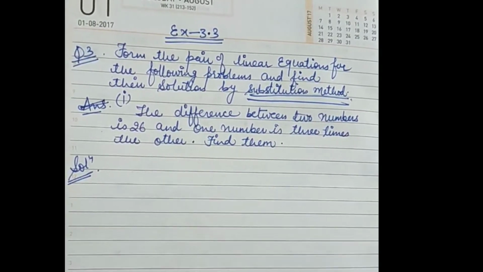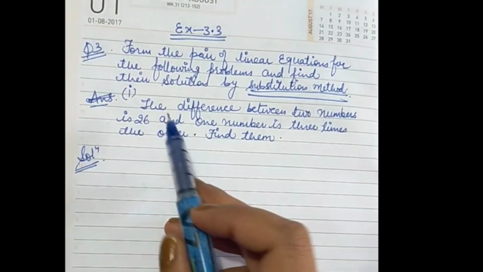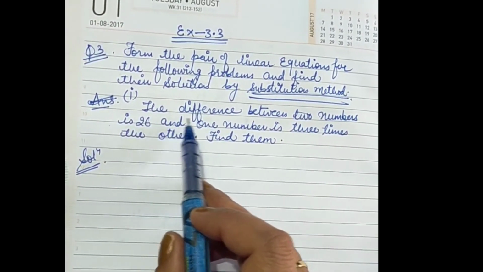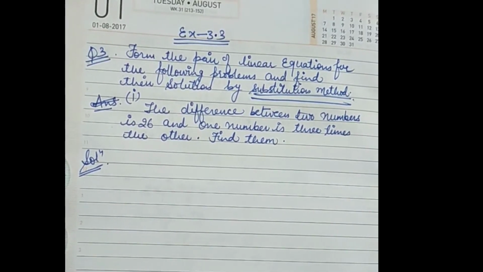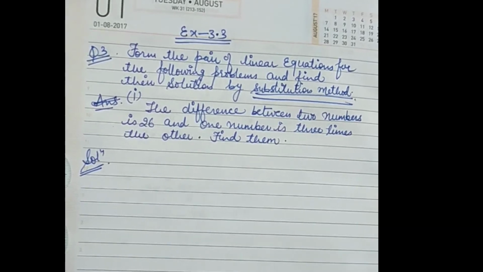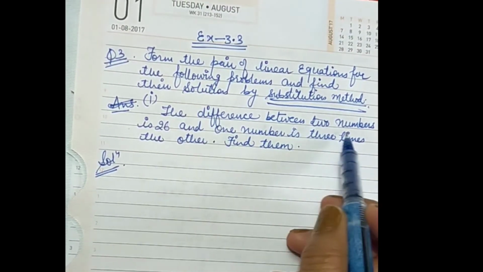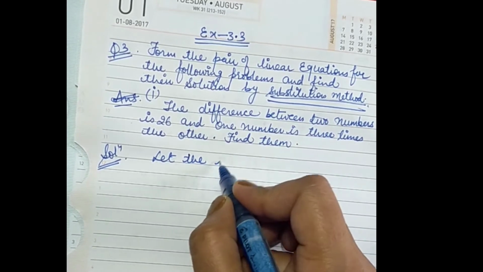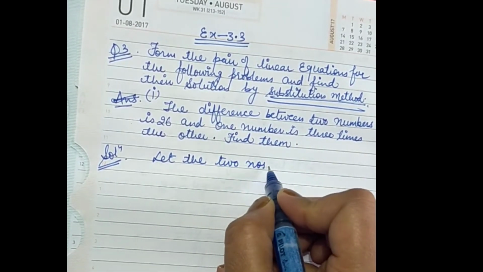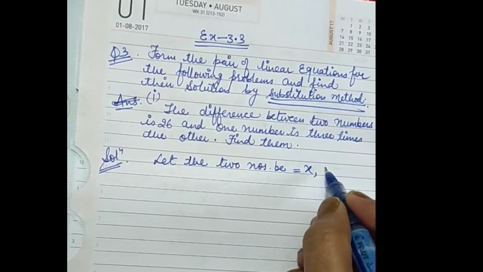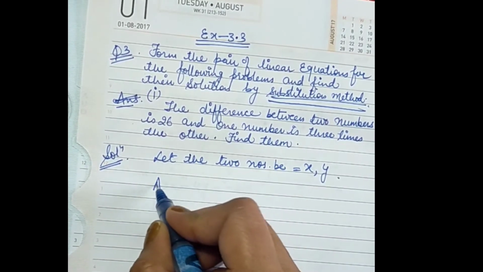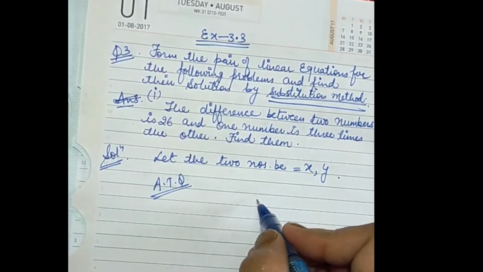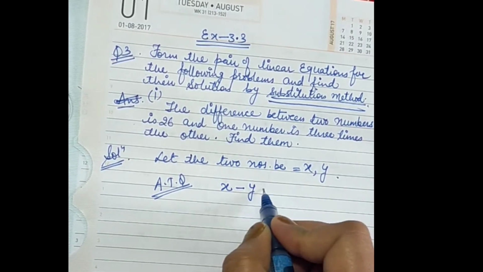Now this is question number 3. Form the pair of linear equations for the following problems and find their solution by the substitution method. The first part is: the difference between two numbers is 26 and one number is 3 times the other number. Find them. So let's consider the two numbers. Let the two numbers be x and y. According to the question, the difference between the two numbers, x - y, is 26.